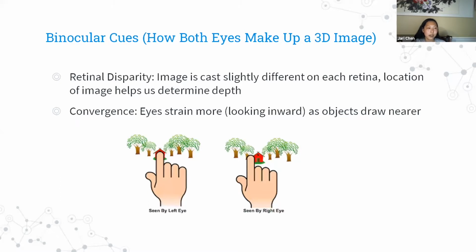Okay, then there's how both eyes make up a 3D image. As you know, your eyes are in different places. So when you close one eye, the other eye will see a slightly different image than if you close the other. Your right eye would see a slightly different image than your left eye. This is retinal disparity. This allows us to perceive depth well. If you do this and you don't really focus your eyes, it looks like your fingers are overlapping. So that's what retinal disparity is.